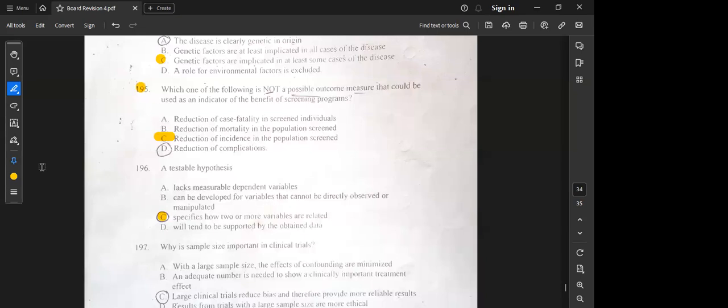But on that note, how do you eliminate choice C? What's your reasoning behind choice C being a possible outcome?